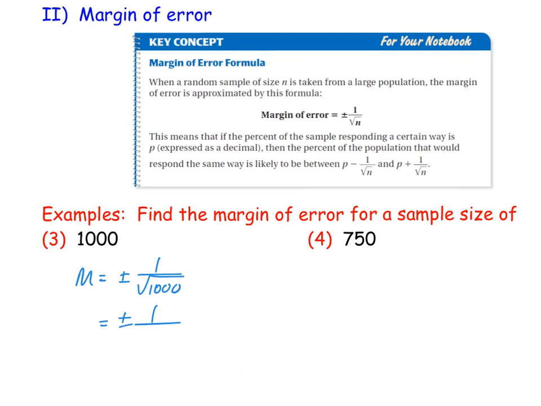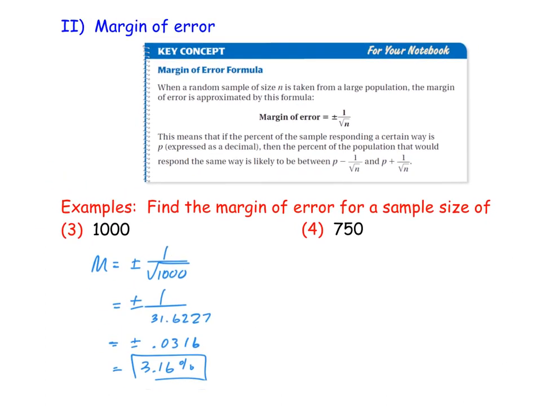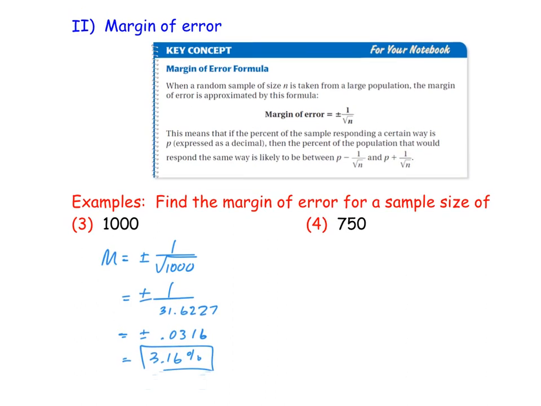So the square root of 1,000 is 31.6227, and then I take 1 divided by that. So the margin of error is plus or minus 0.0316. And what you're going to start to notice, this is a 3.16% margin of error. That means on either side, you could add 3.16 or subtract 3.16. What you're going to notice is as you get bigger samples, the margin of error decreases, right? The bigger the sample, the smaller the margin of error. So pause this, try number 4, and we'll come back and do it.